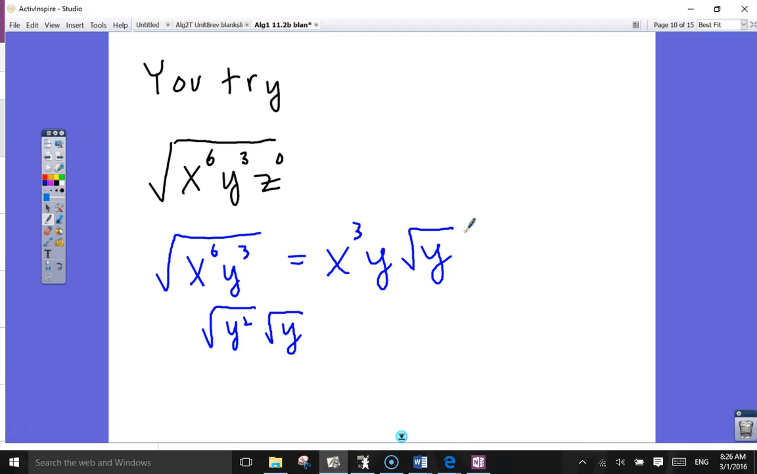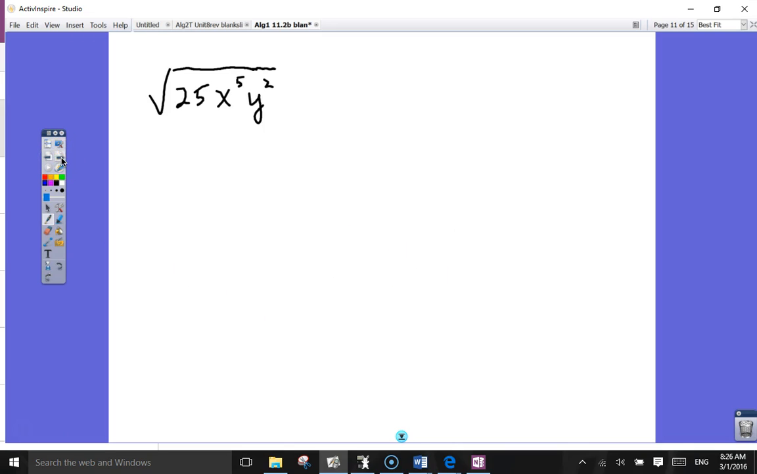You should put it in front. What's outside the radical needs to be a coefficient in front. Okay. Okay, how about this one?